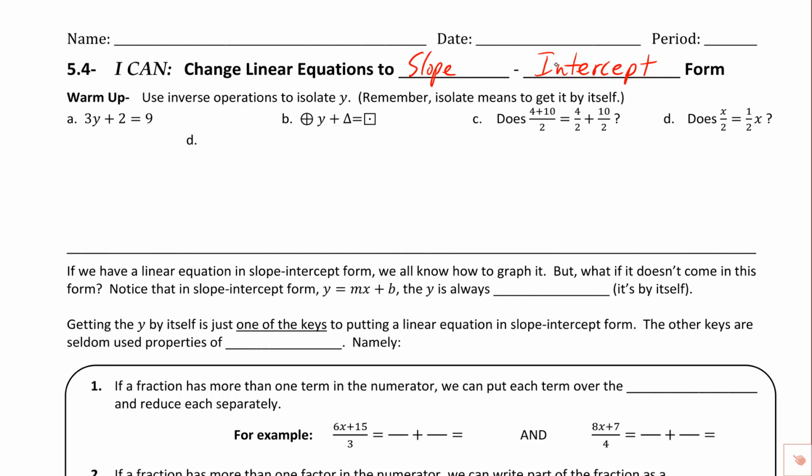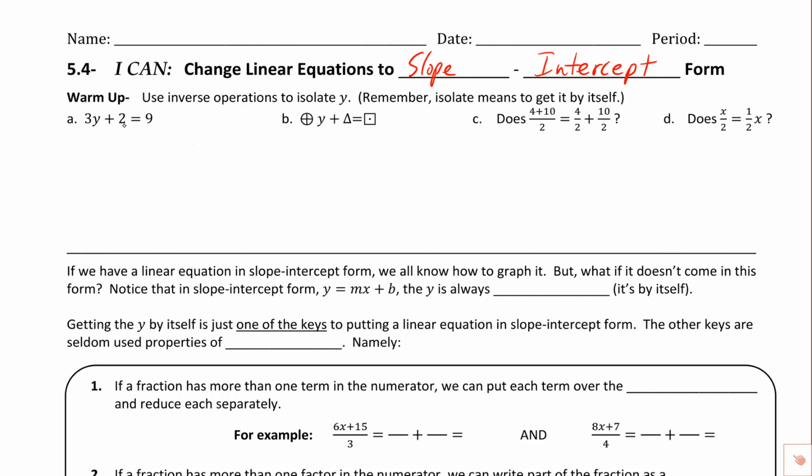And we're going to start off with a bit of an interesting review here and maybe some ideas that you haven't thought of before. So in the first part of the warm-up it says use inverse operations to isolate y. So remember, when we say isolate, it means get the y by itself. And then I've got a couple extra questions right here that are kind of self-explanatory that we'll explore in just a second. So let's take a look at this one right here.